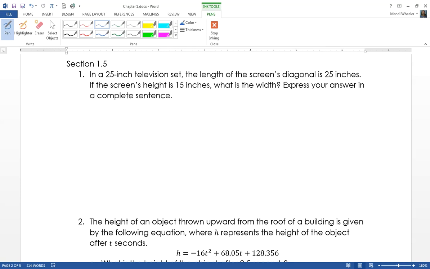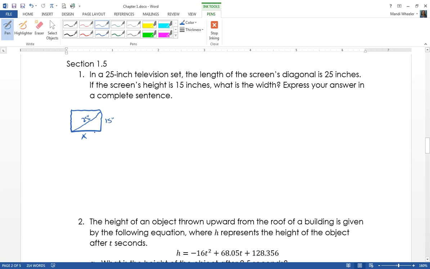So we have a 25-inch television set. The length of the screen's diagonal is 25 inches. If the screen's height is 15 inches, what is the width? First, for almost every one of these problems, it's better to draw a picture. A 25-inch TV means the diagonal measurement is 25 inches, and the screen is 15 inches high, and we want to know the width. That's what our variable is going to represent.